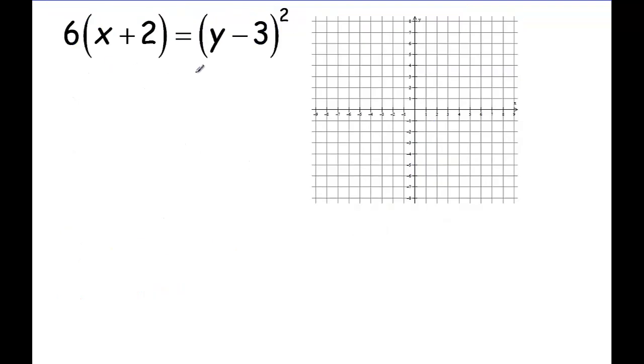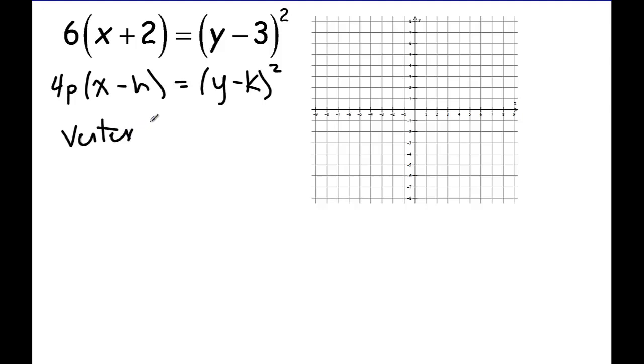Now notice the y is squared this time. This will have a horizontal axis of symmetry, and it of course follows the pattern 4p times x minus h equals y minus k squared. Okay, so if you take a look at that, that would tell us that our vertex is at -2, comma 3. Okay, and 4p would equal 6, therefore p actually equals 6 over 4, which is 3/2. Okay, so we're talking 1.5 boxes on our scale here.